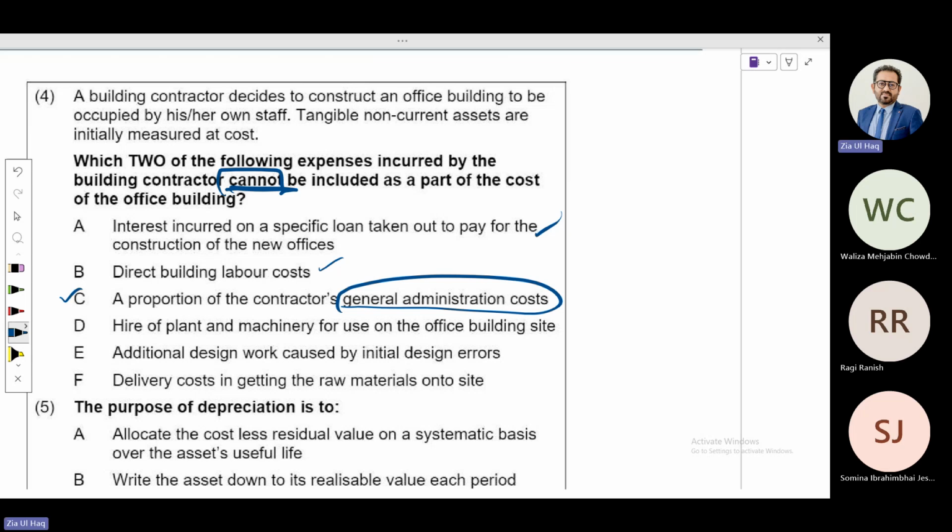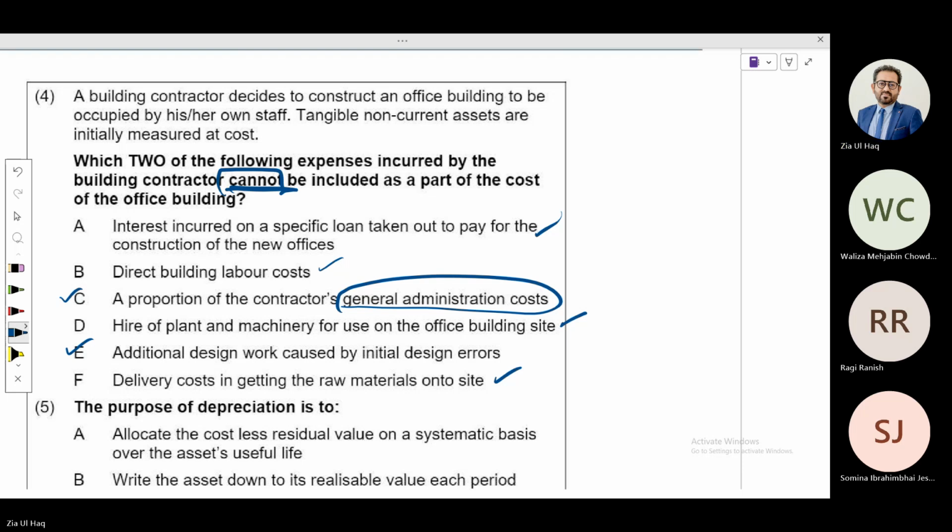Hire of plant and machinery for use on the office building site. If you are using any plant and machinery, their value should be capitalized. Additional design work caused by initial design error. If due to error any extra cost has been incurred, this should not be part of asset cost. And delivery cost in getting the raw material onto the site, carriage inward, should be part of the cost. So these C and E should not be capitalized. Remaining should be capitalized. Is that fine?